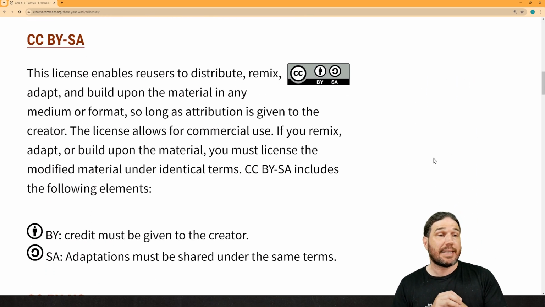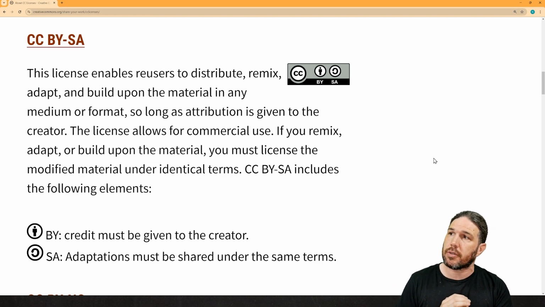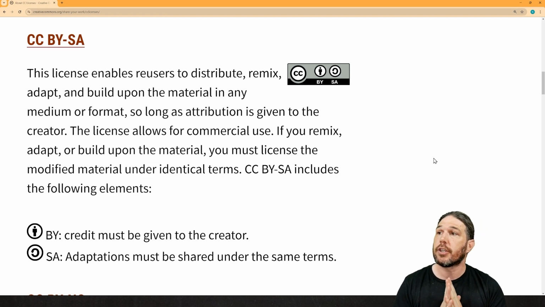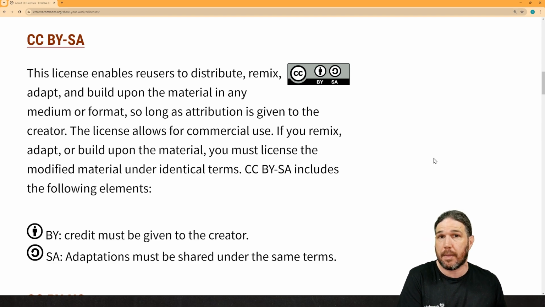CC BY SA is just a little bit more restrictive. This license enables reusers to distribute, remix, adapt, and build upon the material in any medium or format, so long as attribution is given to the creator. This license allows for commercial use. And again, by commercial use, it means making money, right? Using it to sell something or in other ways make money.